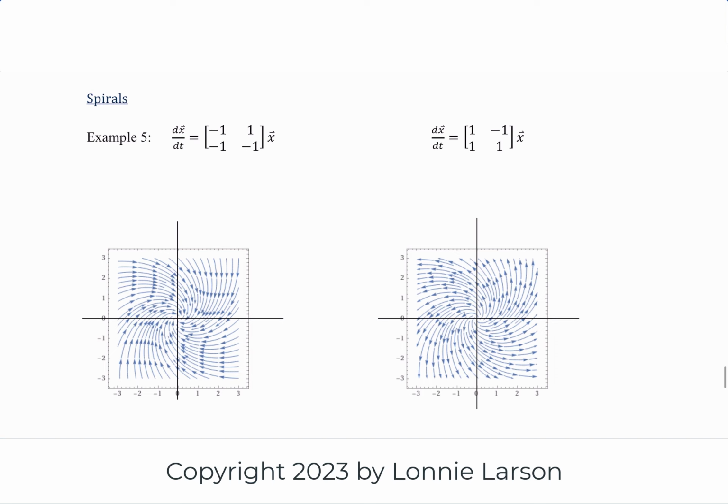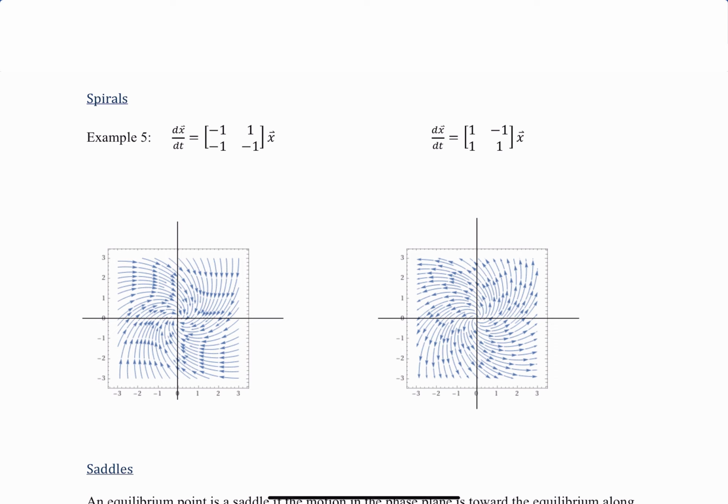We're also going to categorize our equilibria types by the shapes of the solution curves. We'll start out with spirals. And the reason for the name spiral is pretty obvious. If you look at these two in example 5, they clearly have a spiral shape that's either leading toward the origin or away from the origin.